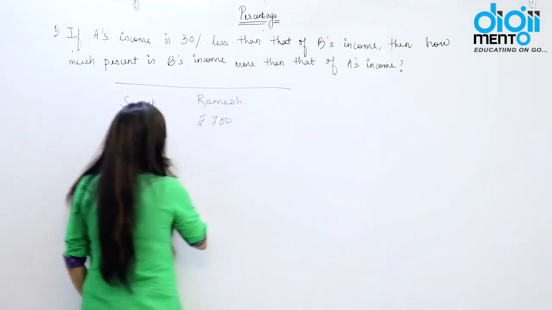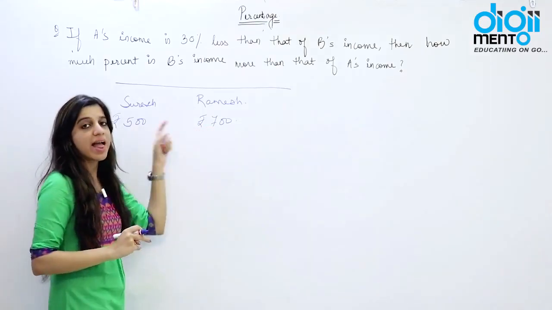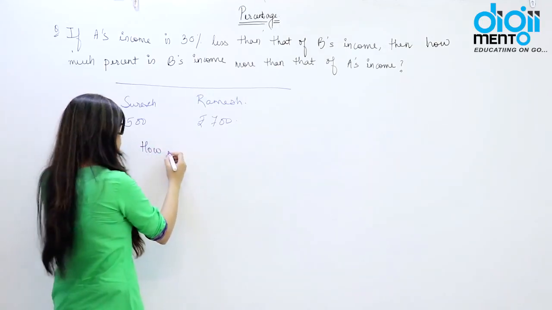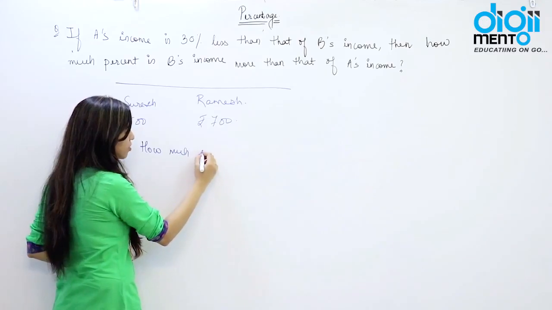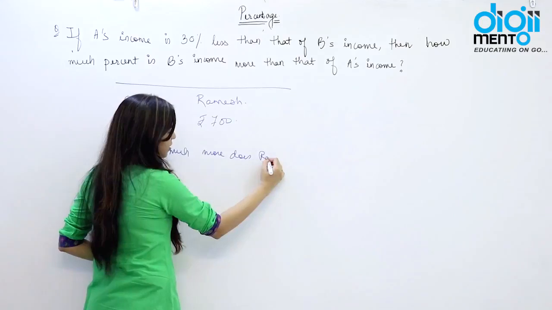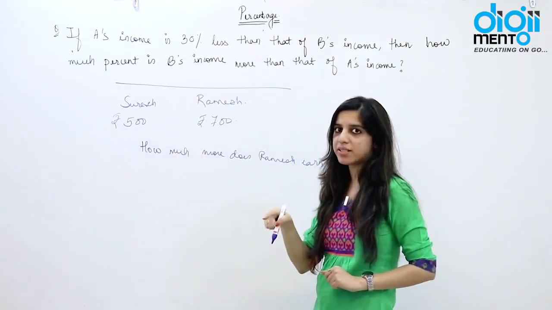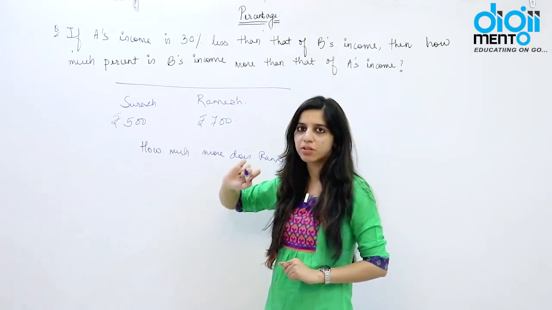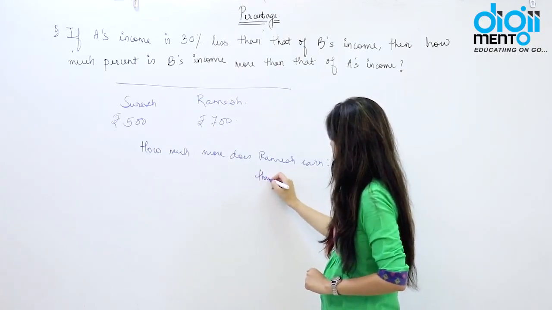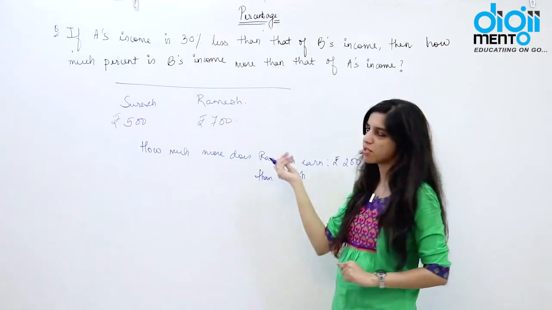So what do I say? I ask you how much more is Ramesh earning than Suresh. Listen to the question carefully. How much more does Ramesh earn? See, I have not talked about percentage, so you just answer me in absolute terms. How much more is he earning? He is earning rupees 200 more than Suresh, right? So, he is earning 200 rupees more.